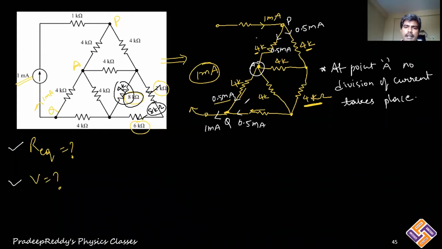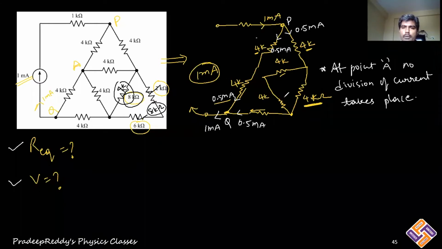So from the symmetry of current, you can clearly understand that the current division which is taking place at P, that 0.5 milliampere is directly coming to this Q without any division of current at point A. So at this point A, there is no current division taking place. As there is no current division taking place at A, I will just redraw the circuit by removing this connection. So simply I'll redraw the circuit by removing this joint. I have removed the joint. If I remove the joint, check what happened.